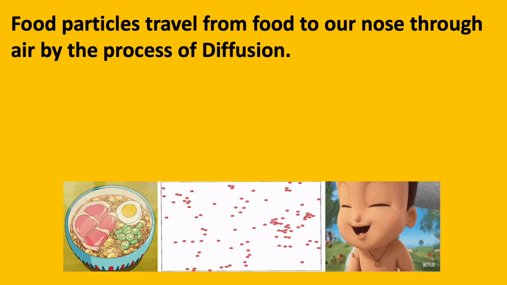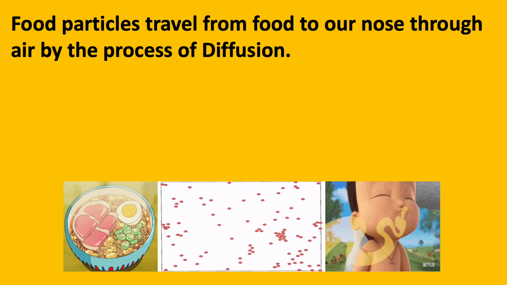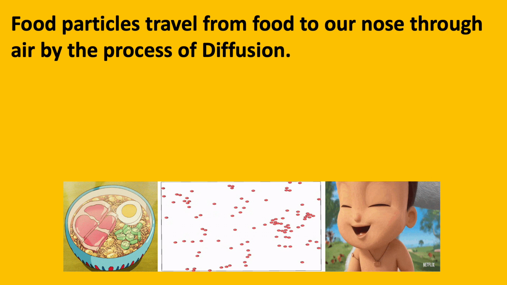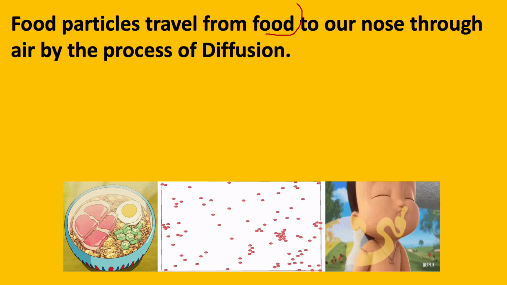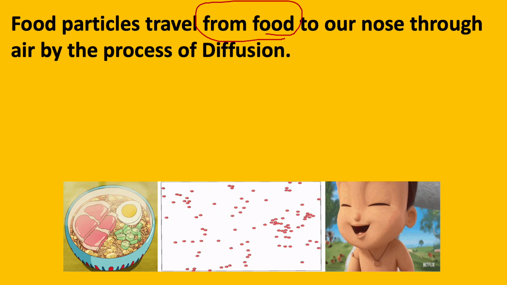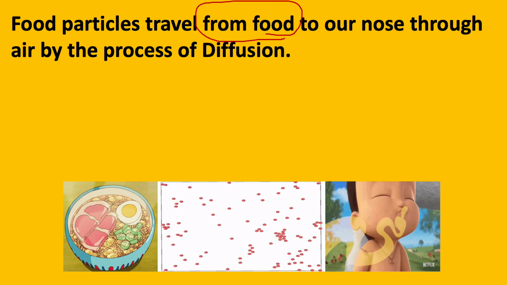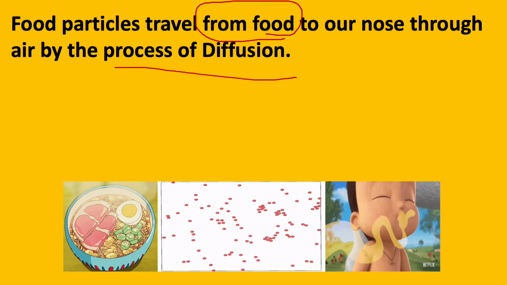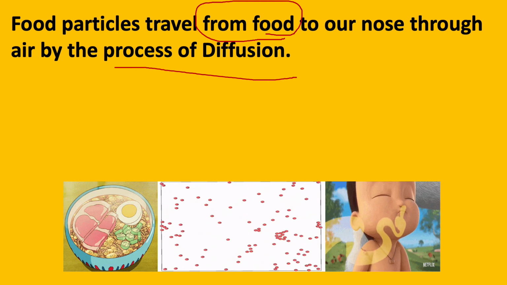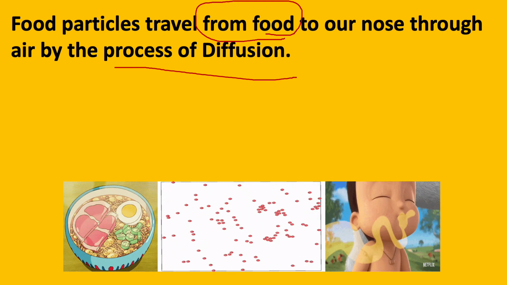So finally, now you understand how food smell reaches us from the kitchen. Food particles travel from the food container where it is made. It reaches our nose through the air by the process of diffusion. Any smell which we get comes because of the process of diffusion.